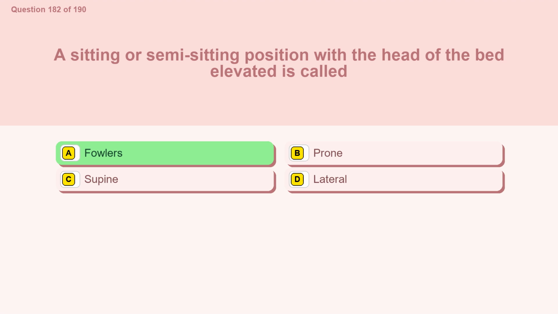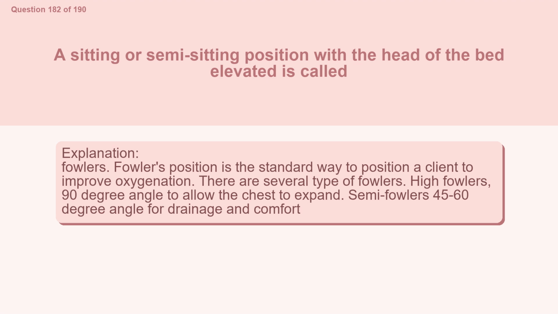The correct answer is Option A, Fowler's. Fowler's position is the standard way to position a client to improve oxygenation. There are several types of Fowler's. High Fowler's, 90-degree angle to allow the chest to expand. Semi-Fowler's, 45 to 60-degree angle for drainage and comfort.